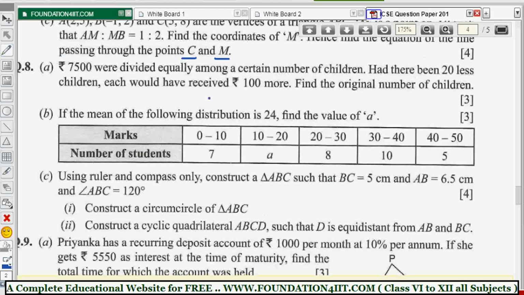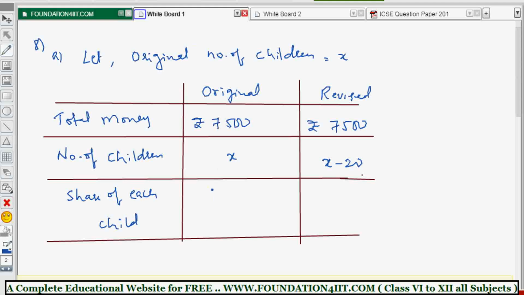Okay, if you observe the question, 7,500 were divided equally among a certain number of children. Had there been 20 less children, each would receive 100 rupees more. Now the share of each child is the total money divided by the number of children, right? That is rupees 7,500 divided by x. This is the share of each child. And in case the number of children is 20 less, then each will get 7,500 by x minus 20. But the difference between these two is 100 rupees because each child will get 100 more.